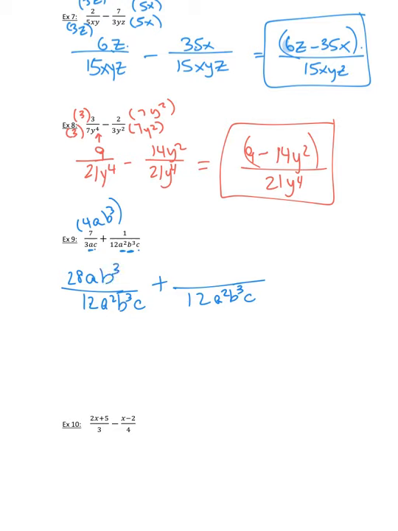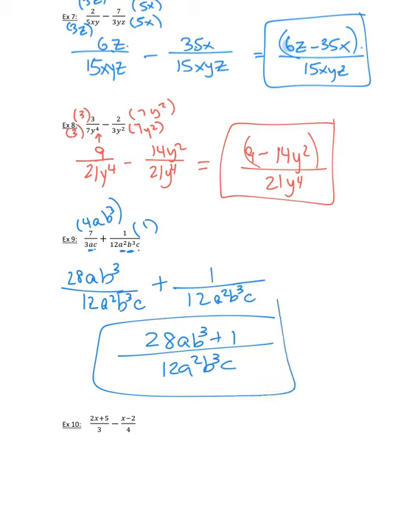My second term, I don't need to multiply by any number other than 1. I don't need any a's, I don't need any b's, I don't need any c's, so it's just times 1. So it's going to be 1. And then I'm adding, and they're unlike terms, so it's just 28ab cubed plus 1 over 12a squared b cubed c. Again, that's my final answer because this cannot be factored, and so there are no common factors with the denominator.